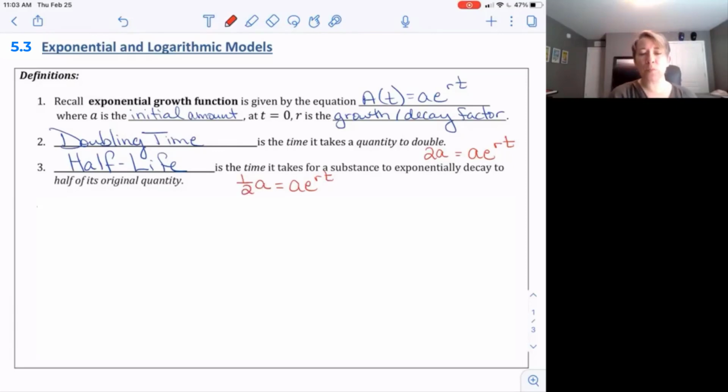Now, sometimes the problems give us the starting amount, A. Sometimes they do not. And that's okay. We could just plug in a generic A, because notice the two A's will divide out. Or you could just plug in any number like 100. So if it's a half-life, it would equal 50. If it's a doubling time, it would equal 200. They will all work out the same. So that's the nice part about doubling time and half-life, is you don't even have to know the initial amount.